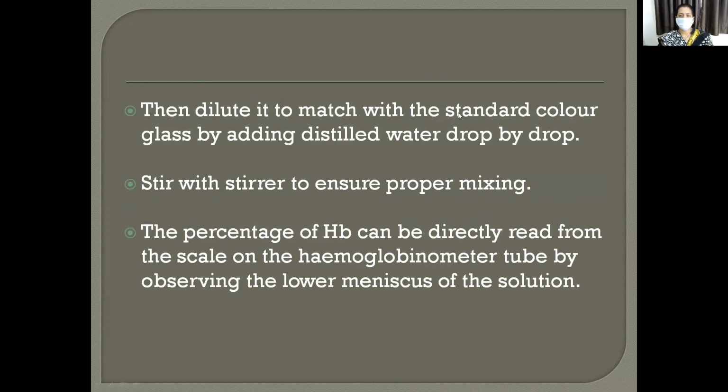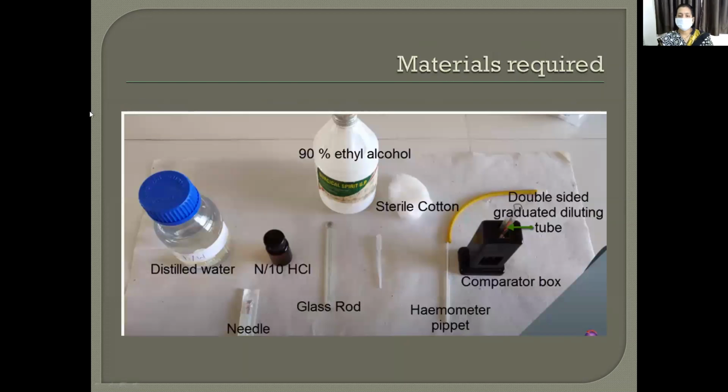Then dilute it to match with the standard color by adding distilled water drop by drop. Stir it with the stirrer to ensure proper mixing. The percentage of hemoglobin can be directly read from the scale on the hemoglobinometer. So I don't think there is any confusion.